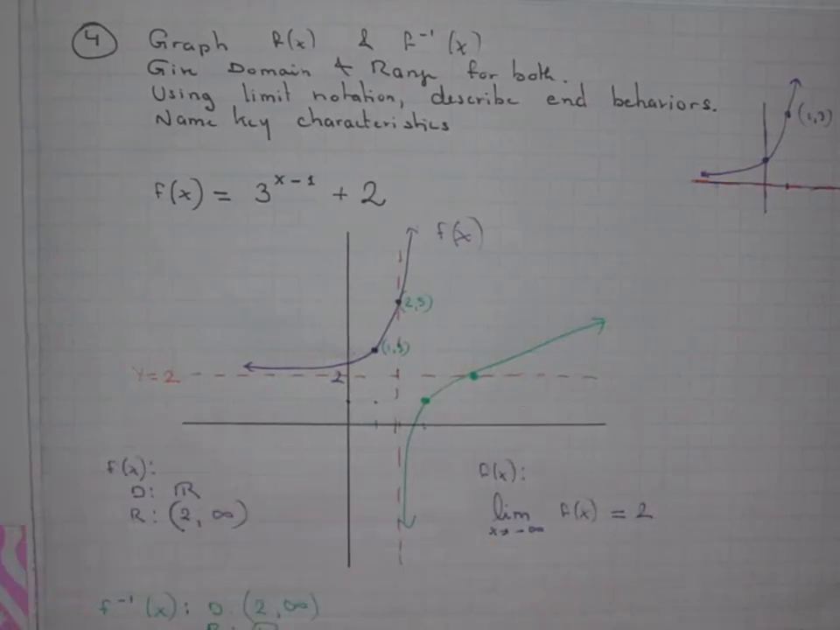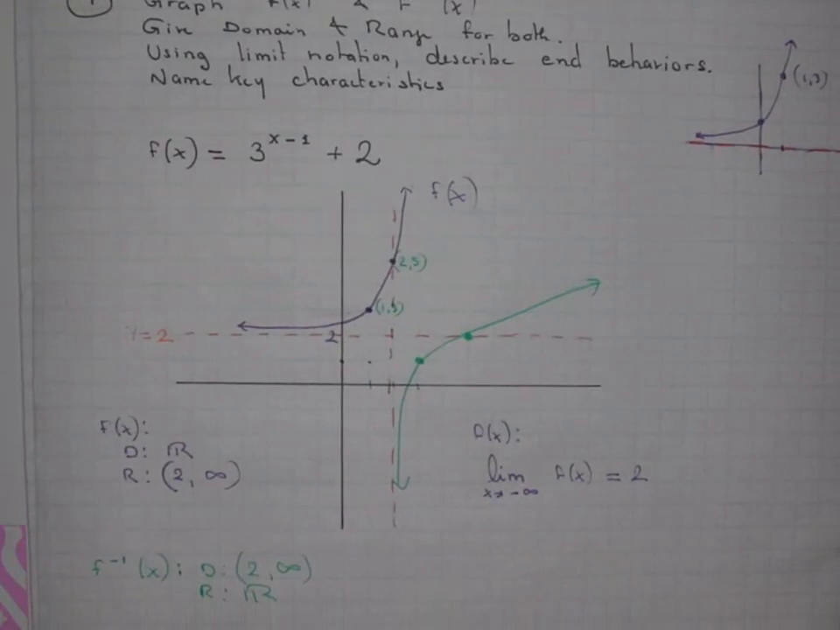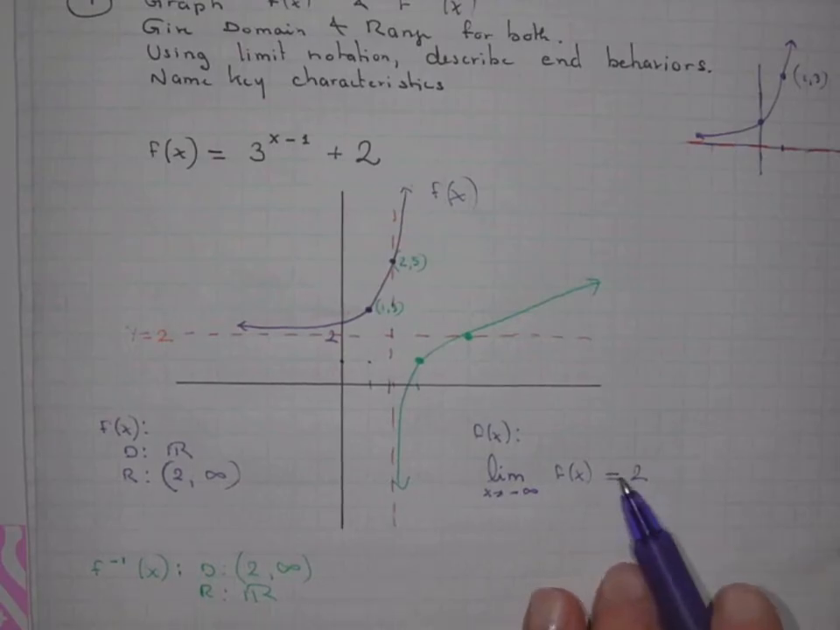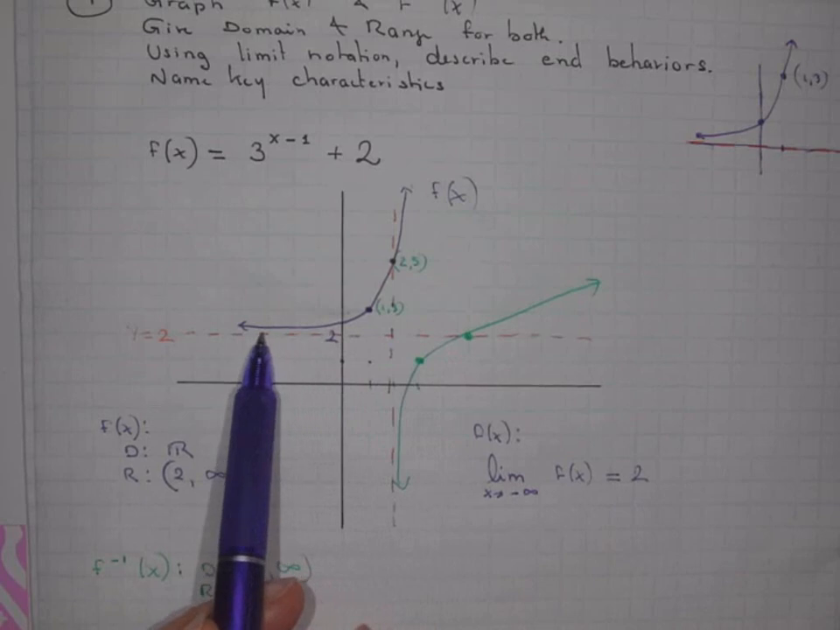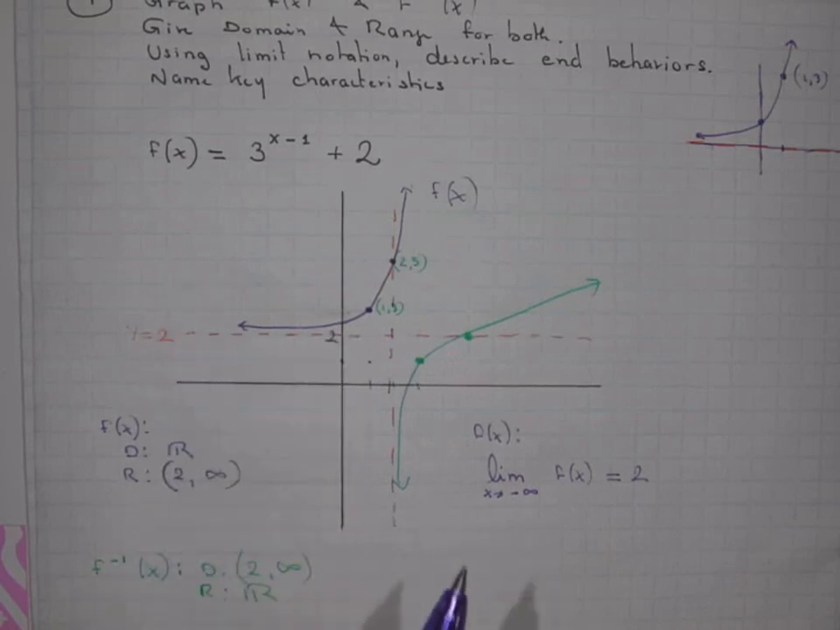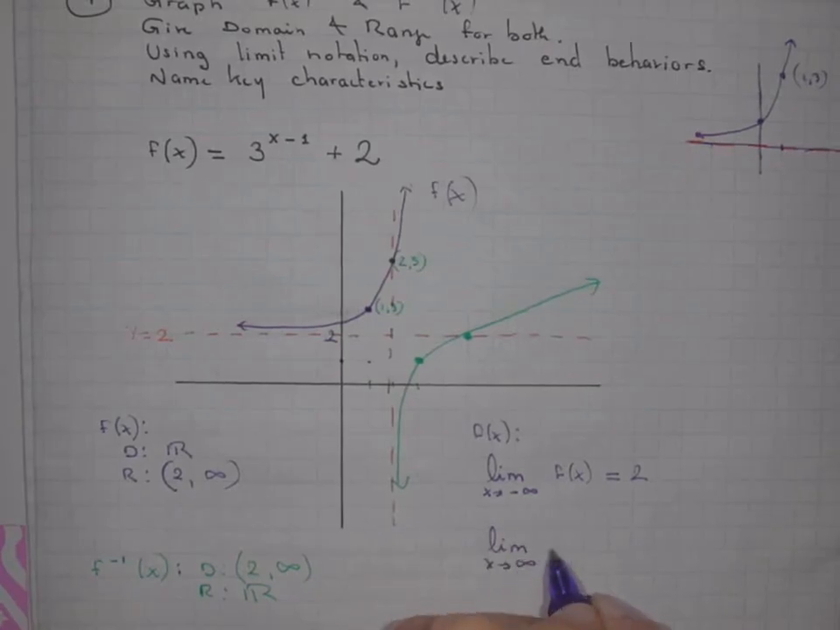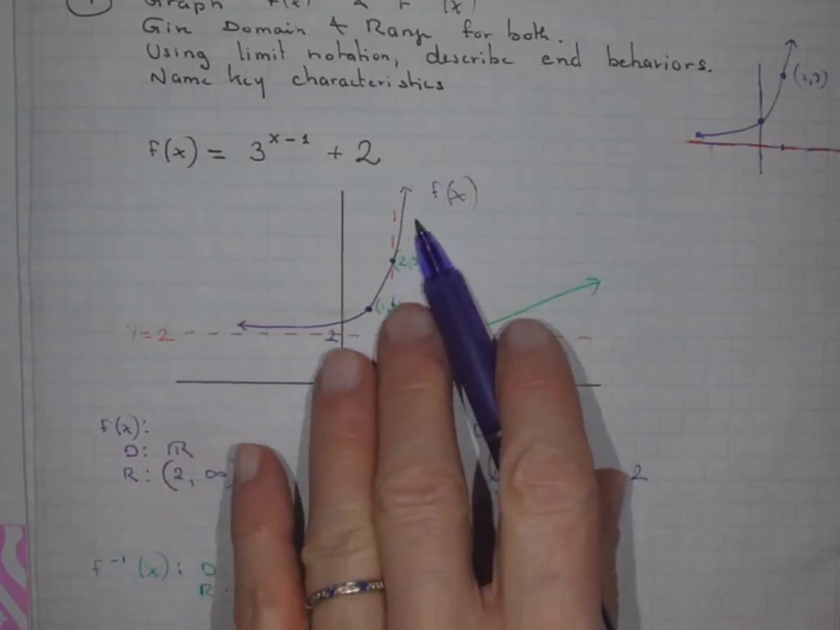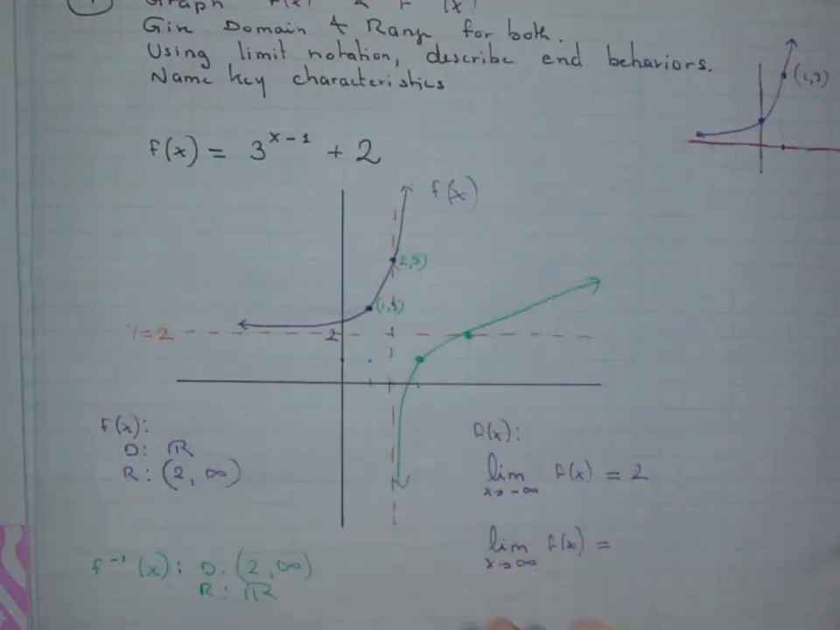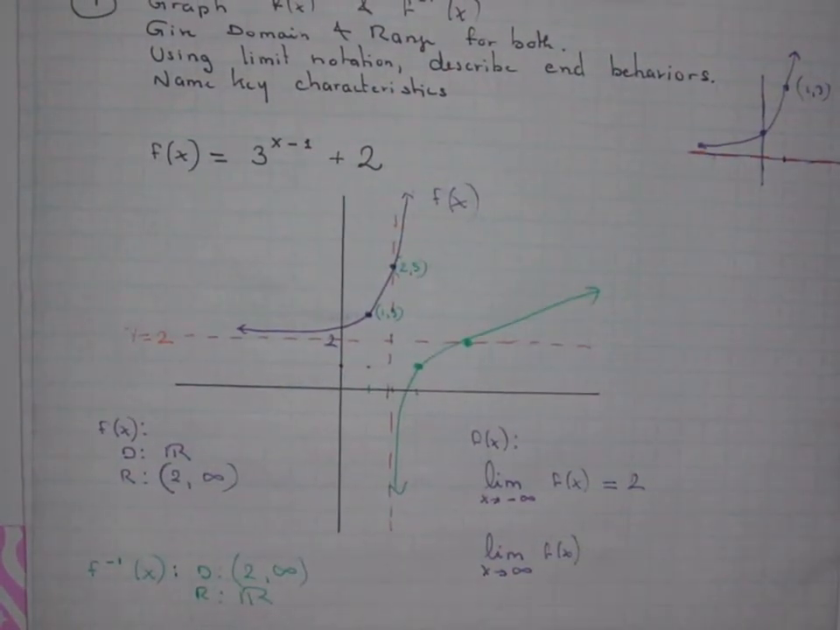Now it's never going to touch it, right? But the limits don't care if you touch, they just want to know what direction you are going, what you are approaching. And we're going to approach a y value of 2. And then on the other side, the limit as x goes to positive infinity of f of x, that function just keeps shooting up. So it's not even an equal sign here, it's an arrow to infinity.